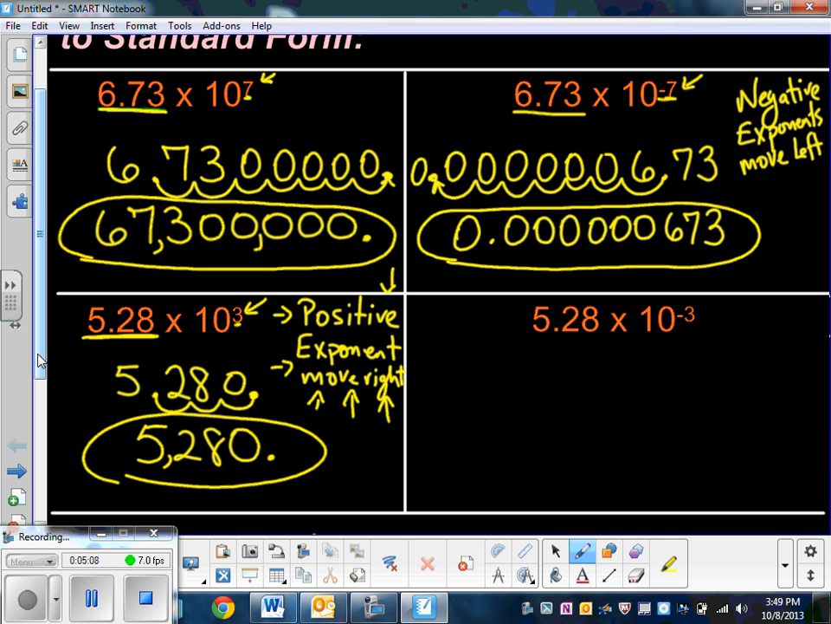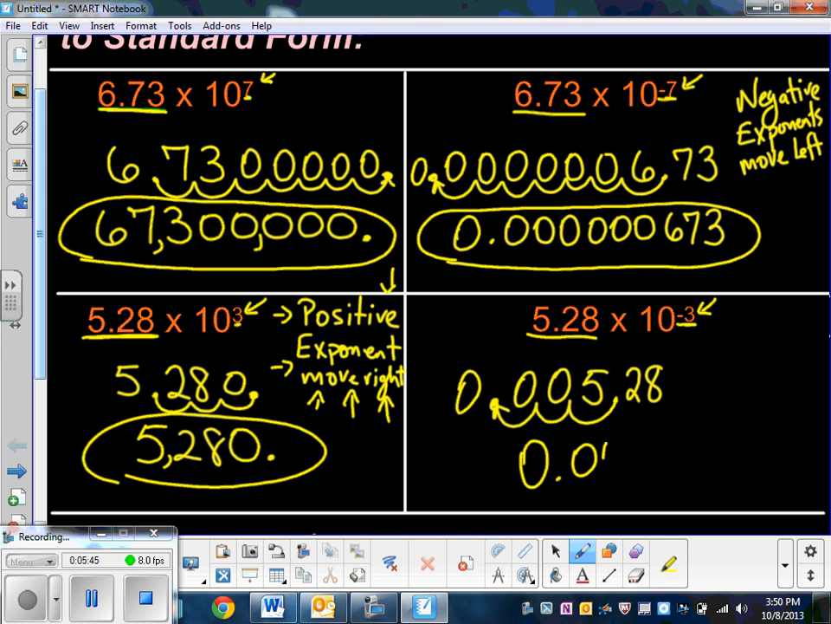Go ahead and pause your video now and attempt the next one on your own. Good. Now let's see if your answer was correct. Start with your decimal term once again and examine your exponent. Since it's a negative exponent, we know to move to the left, and we're going to move 3 times. Once, twice, 3 times. Fill in your empty spots with zeros, write your decimal, and your task is complete.